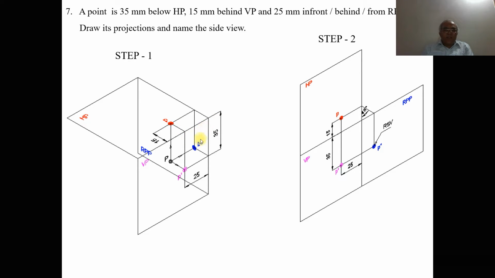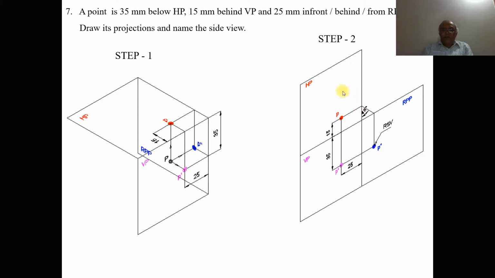When you look from the right side view, I can see the distance below HP, which is also seen here, and I can also see the distance behind VP, which is seen here. When you cut it here and rotate the horizontal plane to the top and the RPP to the right side, the images in the horizontal and right profile planes also get rotated, so that you get this particular view. Here the distance with respect to the profile plane, that is 25 mm behind RPP, is seen in the vertical plane and also in the horizontal plane.